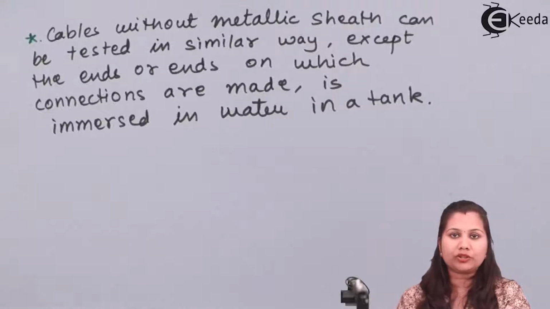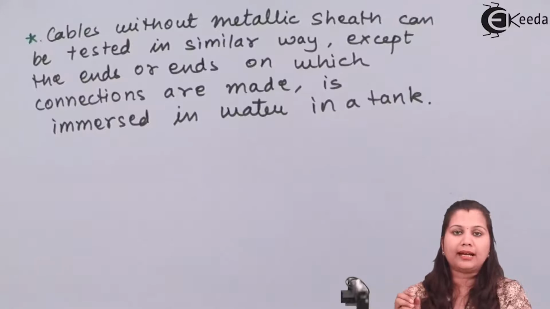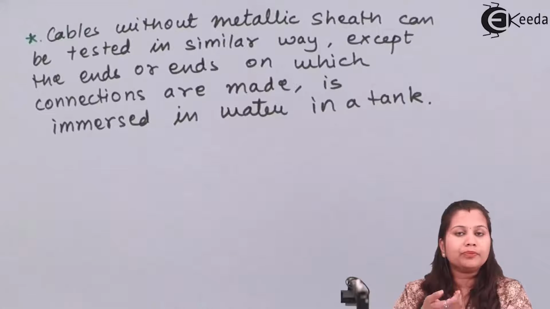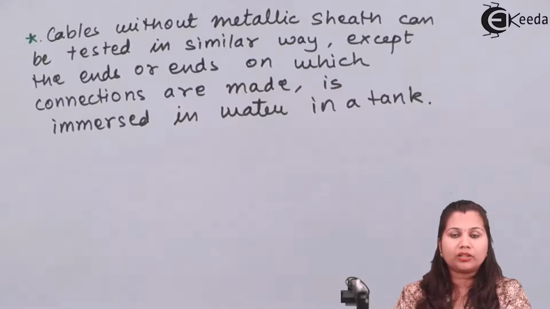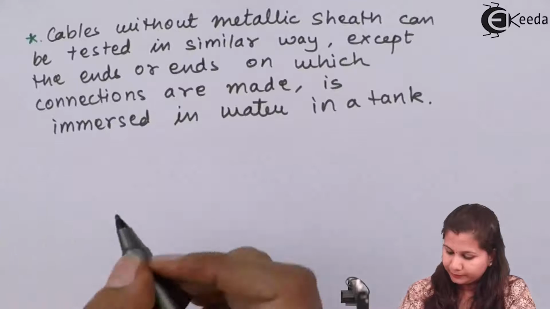The voltmeter is used to measure the voltage, except the difference is that the ends on which the connections are made, the ends which are without the metallic sheath, are immersed in the water. Now here the water is acting as part of the circuit, and it is used to complete the flow of the current through that circuit. So let's see the diagram for it.